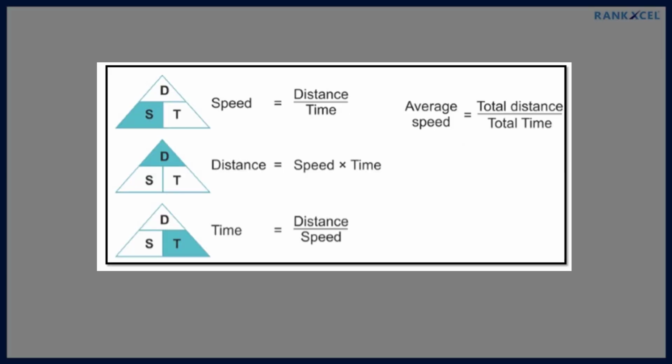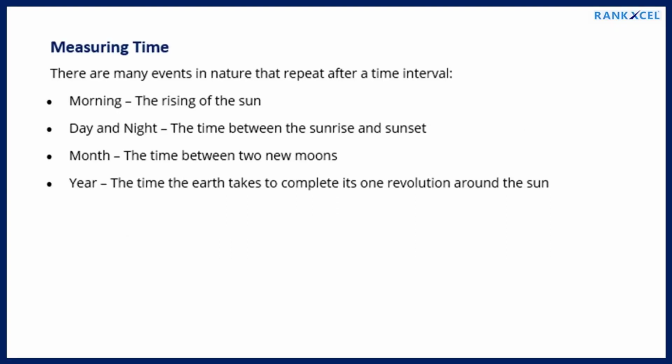Finding speed, time, and distance. Measuring time. There are many events in nature that repeat after a time interval. Morning, the rising of the sun. Day and night, the time between the sunrise and sunset. Month, the time between two new moons. Year, the time the Earth takes to complete its one revolution around the sun.